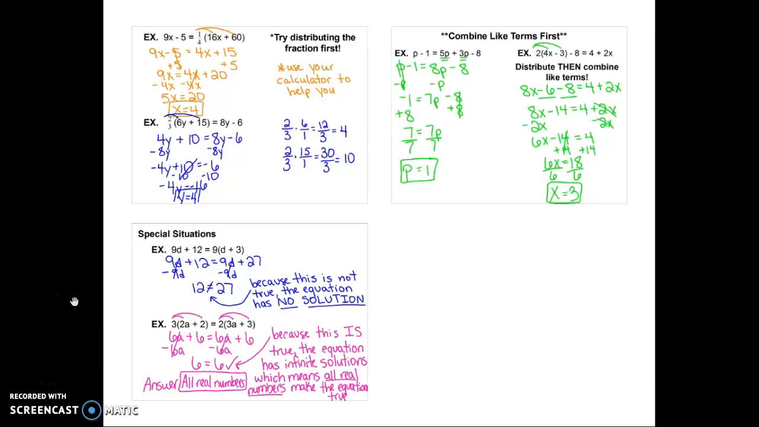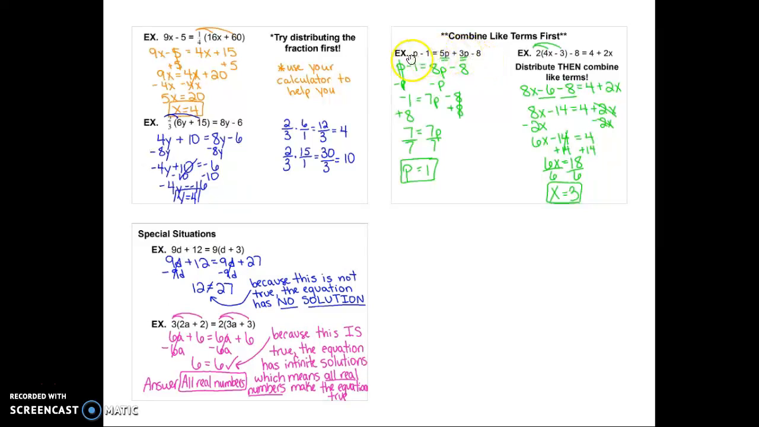Okay, this is part 2 of solving equations with variables on both sides. So we still just have these last 4 examples to go through. So in this first set of examples, we've got p minus 1 equals 5p plus 3p minus 8.